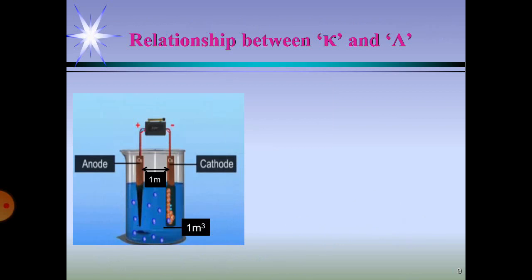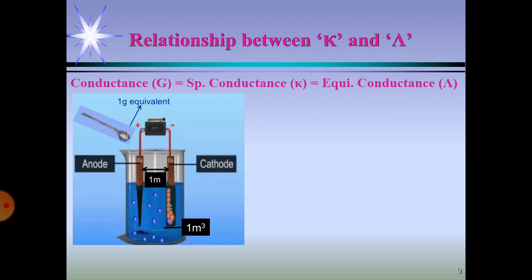Next, we have to derive the relationship between kappa and lambda. For that, let us imagine an electrolyte of 1 meter cube volume placed between two electrodes that are kept at a distance of 1 meter apart. Then the conductance I am measuring will be equal to its specific conductance. And suppose I am adding 1 gram equivalent of the electrolyte, then the conductance we measured may also be called its equivalent conductance. So, what I am getting now is the measured conductance G equal to specific conductance kappa into equivalent conductance.